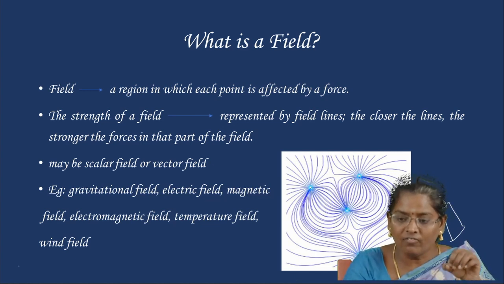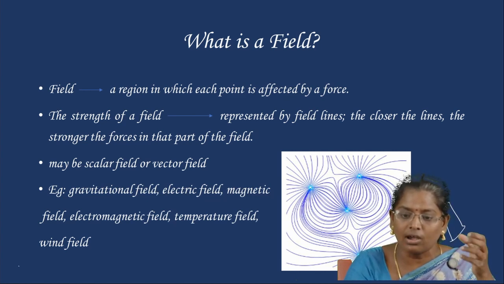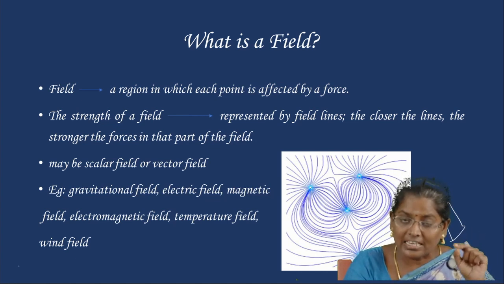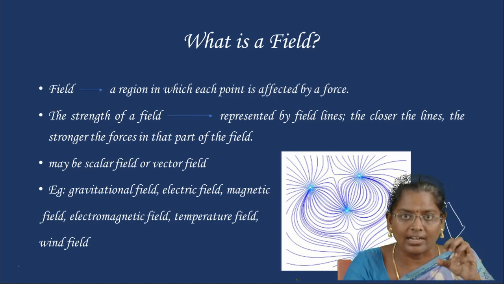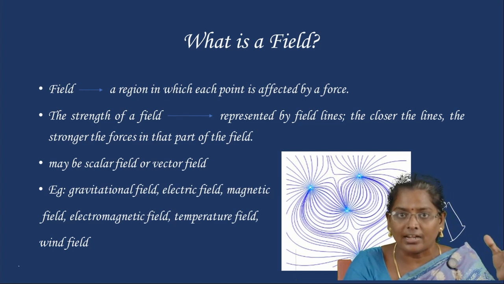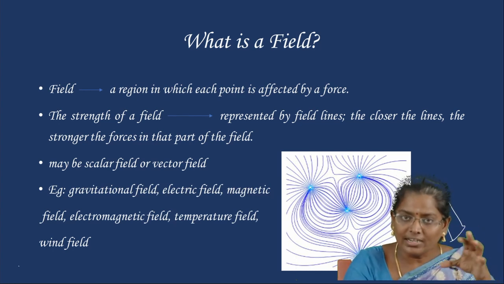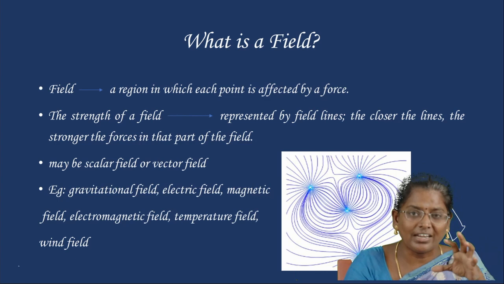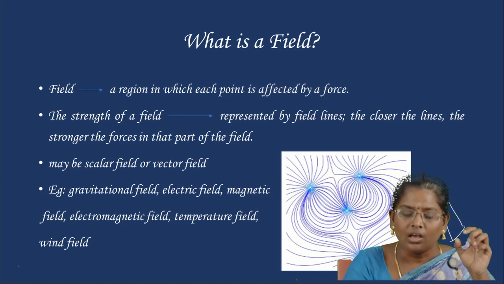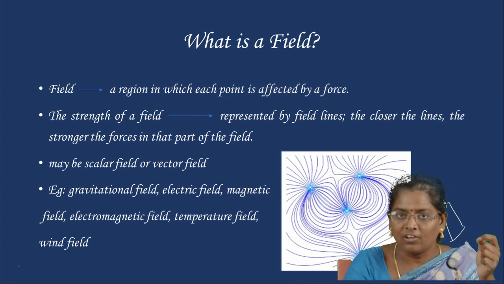The strength of a field is represented by the field lines: the closer the lines, the stronger the forces in that part of the field. When you stand near the candle, you will experience an enormous amount of force, which means the field lines are closer to the candle. When you stand apart from the candle, the field lines are very distinct, which means they are separated by a larger distance. The field may be a heat field or an electric field.